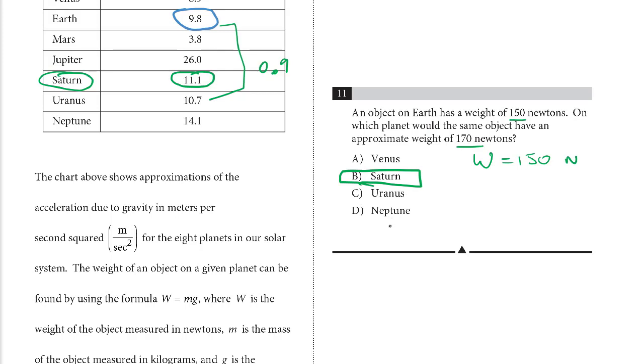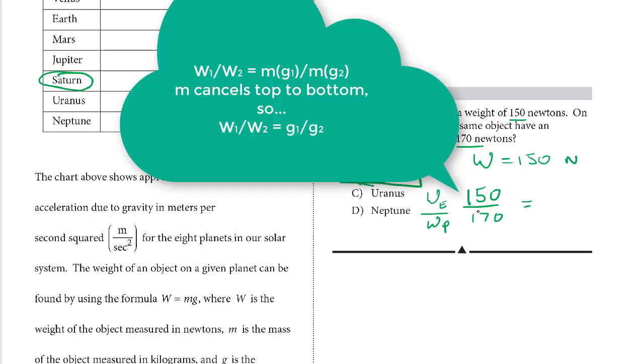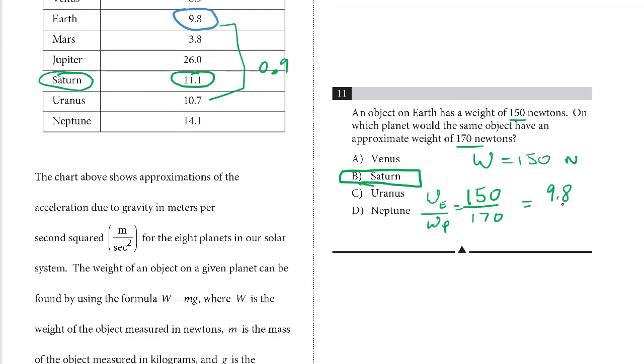What one might do formally or algebraically is set up a proportion equation. We could say 150 to 170, that is your weight on Earth to the weight on some planet, equals... the mass is going to be the same. That does not change. That's the amount of stuff in the object. But the accelerations due to gravity will be different. So on Earth, that acceleration constant is 9.8. On the unknown planet, it would be x.